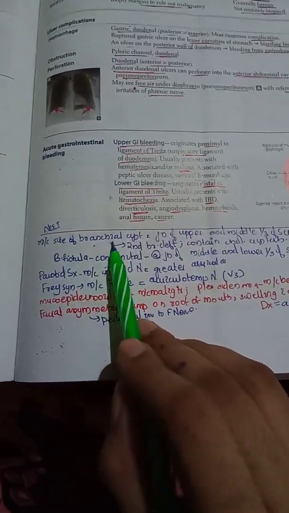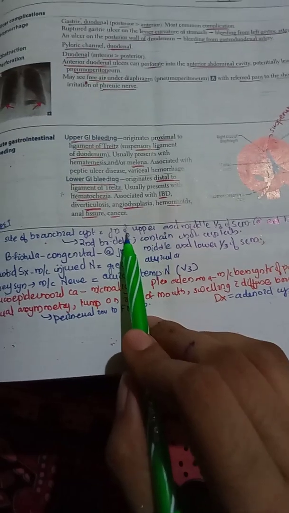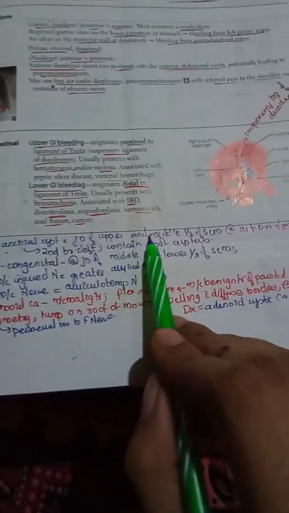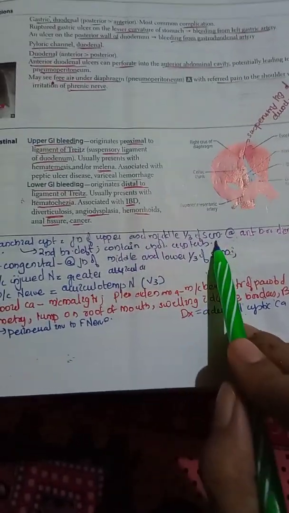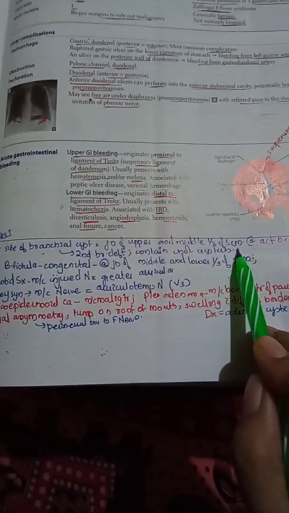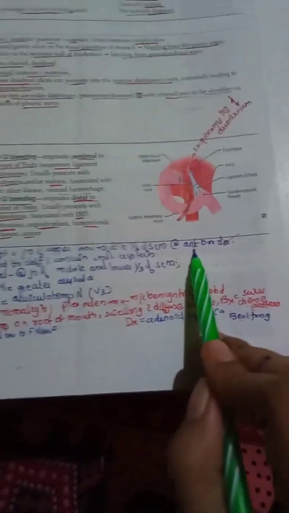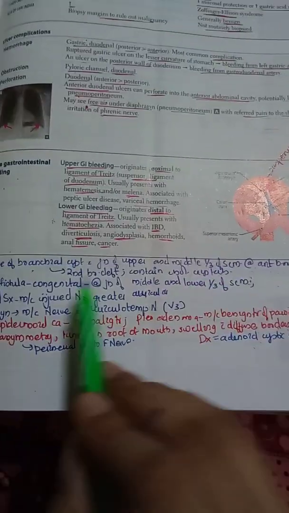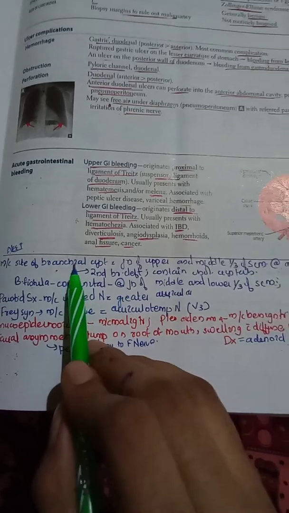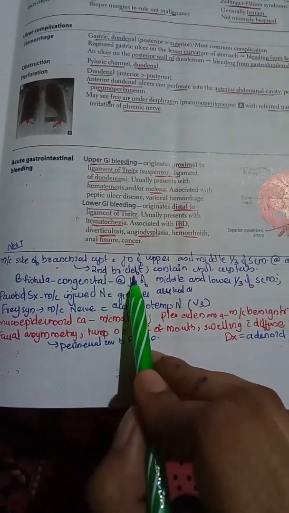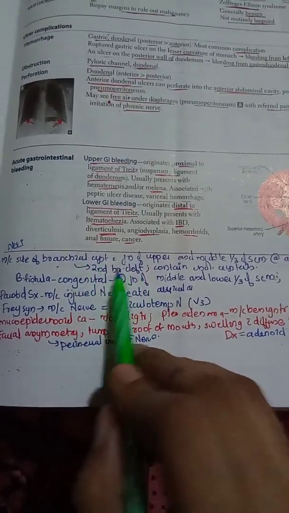Most common site of branchial cyst is at the junction of upper and middle 1/3 of sternocleidomastoid muscle, at the anterior border. And what is this branchial cyst? It's actually a second branchial cleft cyst. It contains cholesterol crystals.